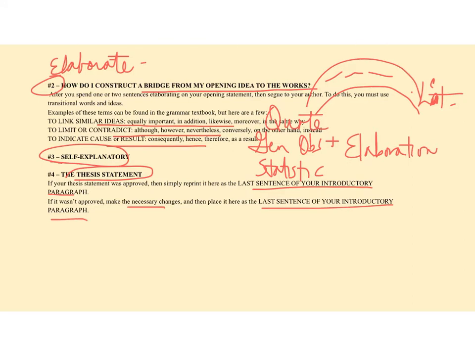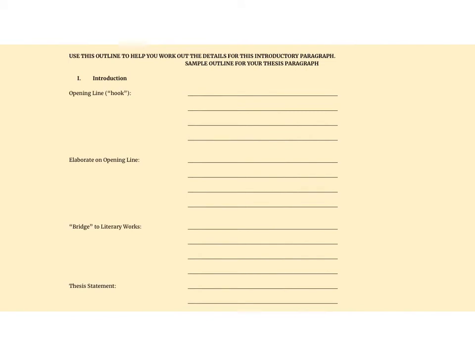So I've sent you an outline, which I hope will help, and it looks something like this. It's just an opportunity for you to create your thoughts in a slower fashion. So I would start by filling in what my thesis statement was, if it was approved, and if it wasn't, to make the necessary changes. And then once I have my thesis statement here, I'm going to begin to work backwards.